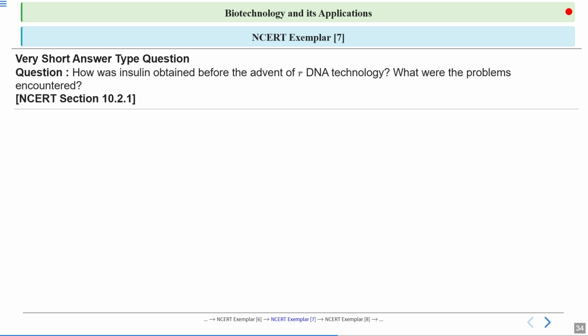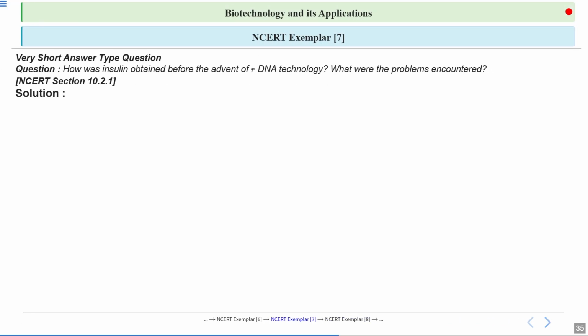This question says that before the scientists introduced this recombinant DNA technology to the world, we had to obtain insulin in some way. But why was there a problem in that? Why can't we take insulin the way we used before this recombinant DNA technology? So let's see the answer.